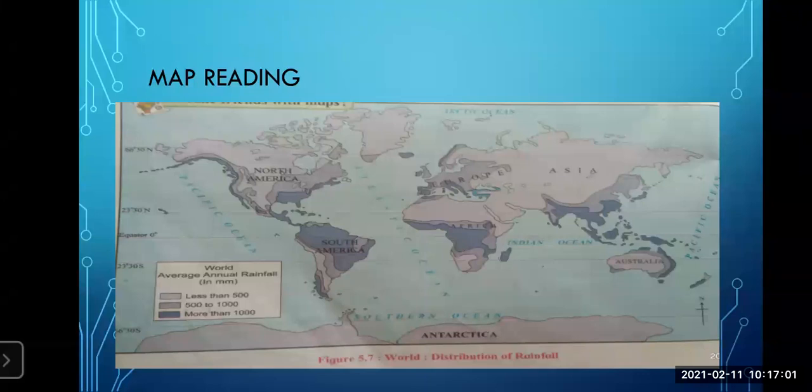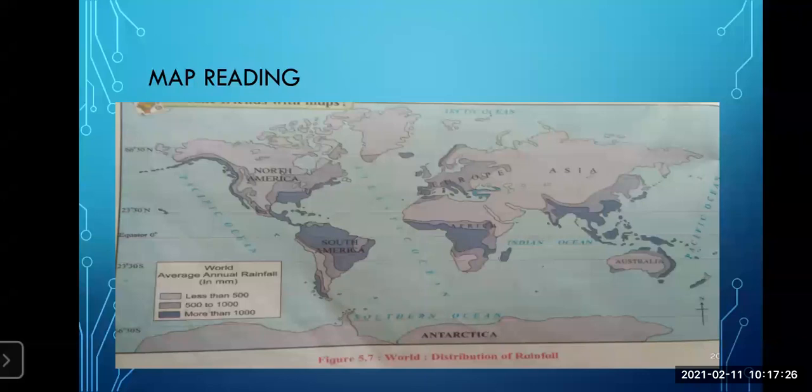Now, why is rainfall more only in the eastern part of Australia? Why is it more in the eastern part of Australia? Because it comes under the influence of trade winds. This is the third question. Because Australia comes under the influence of the trade winds, that is why the rainfall is more over here.